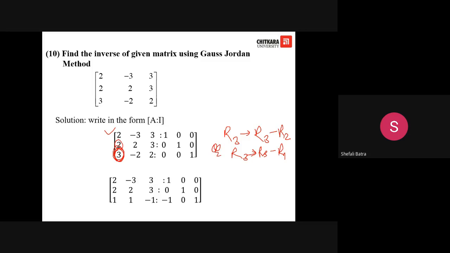So let's see what we have applied. We have applied R3 implies R3 minus R1. So after R3 minus R1, you will be at this step. After calculating, this is your new row, third row, 1, 1, minus 1, colon, minus 1, 0, 1. Now what will we do? We will interchange R1 and R3. So let us do it.